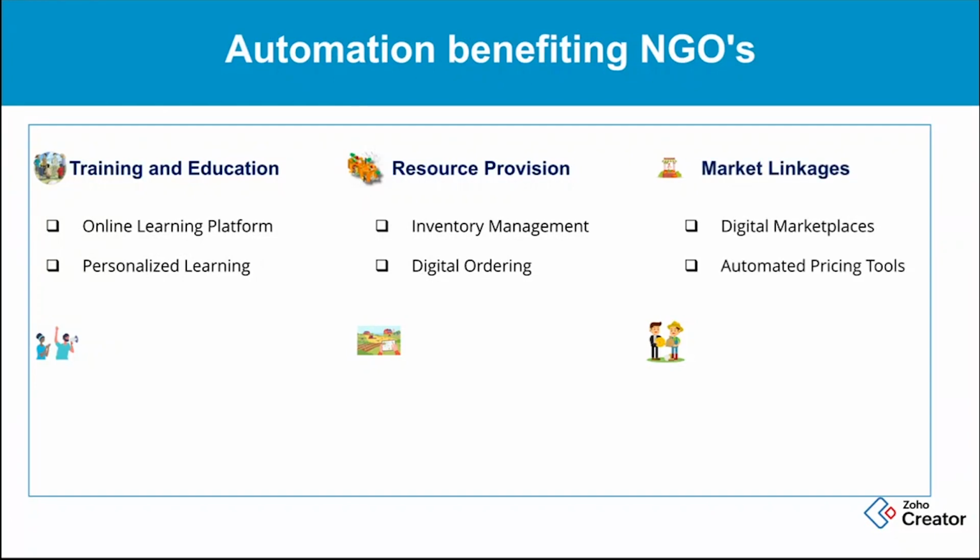And next is going to be market linkages. We can help the farmers get digitalized marketplaces where they can post the products and the consumers can directly get the products online. So we can help the farmers by providing an automation for that particular module.